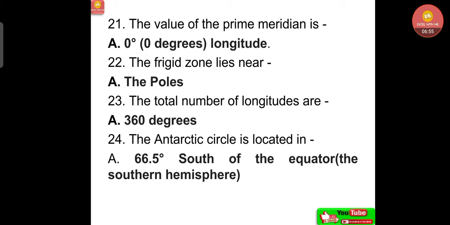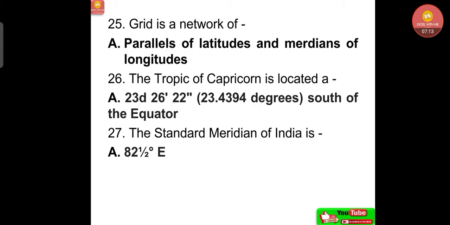The value of the prime meridian is 0 degree longitude. The frigid zone lies near the poles. The total number of longitudes is 360 degrees. The Antarctic Circle is located at 66.5 degrees south of the equator, in the southern hemisphere. Now grid is a network of parallels of latitudes and meridians of longitudes. The Tropic of Capricorn is located at 23 degree 26 minutes 22 seconds, that is 23.4394 degrees south of the equator.